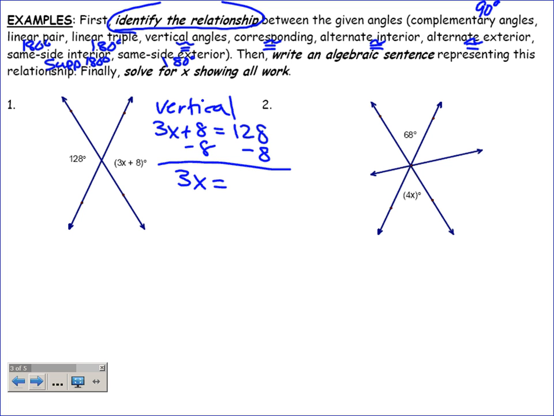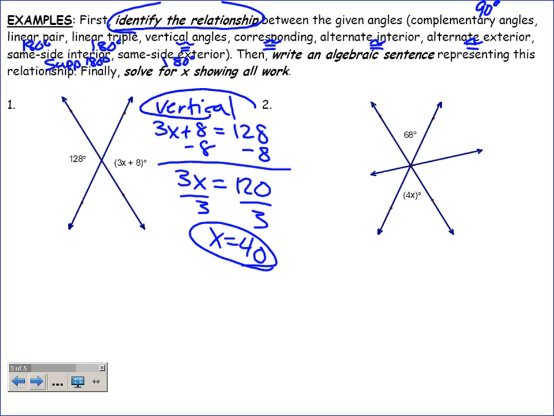3x equals 120, divide both sides by 3, and x equals 40. That's our final answer. So I need to find vertical angles, that'd be worth a point. You writing your algebraic sentence is basically worth a point, and you solving it correctly would also be worth a point if this was on a test. So to identify the relationship, write it based on the relationship, then solve it. Any questions on how that works?